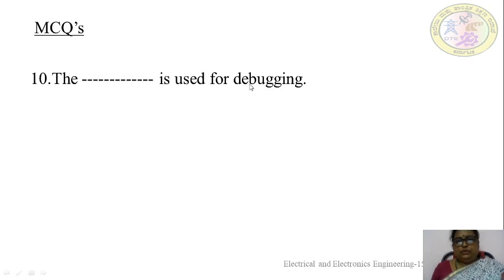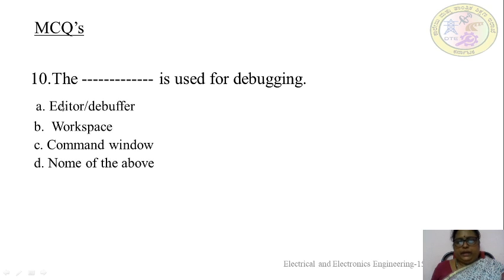The dash is used for the debugging. Editor, debug buffer, workspace, command window, none of the above. It is the editor buffer that is being used.